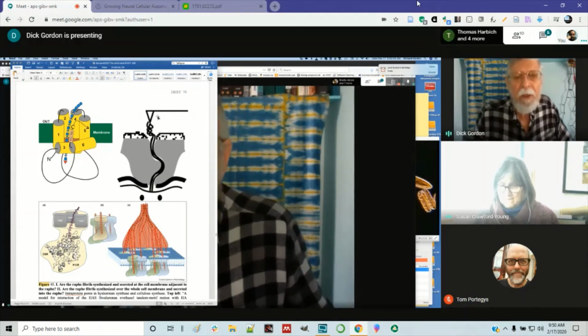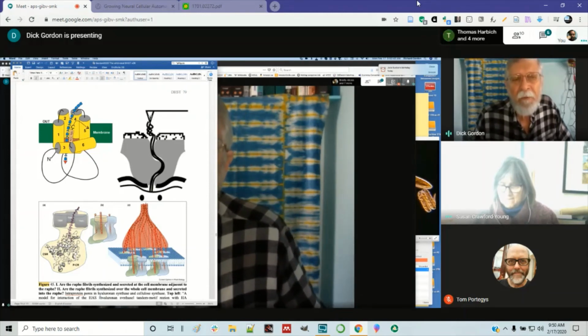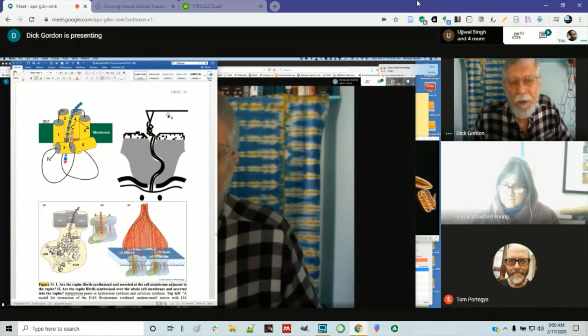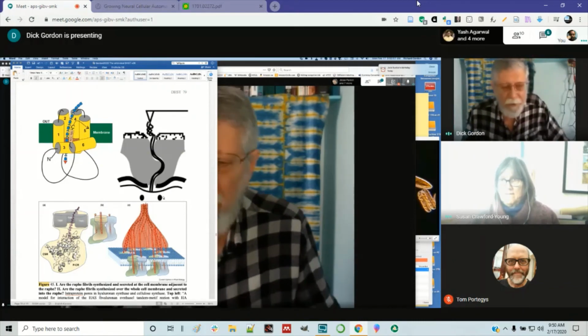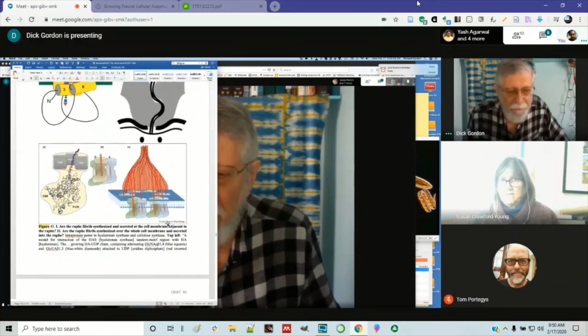This is a diagram of an atomic force microscopy measurement of the forces with which you can pull on these fibers. That kind of works to that. Okay.